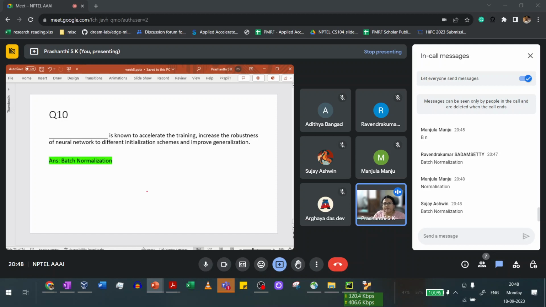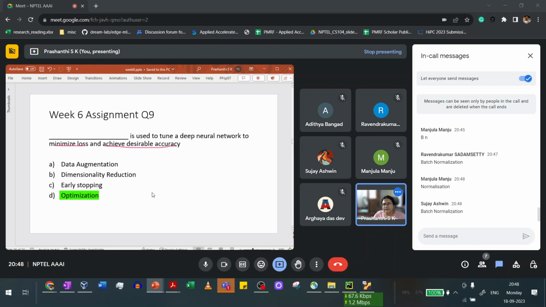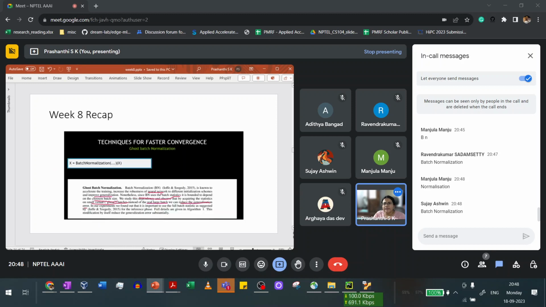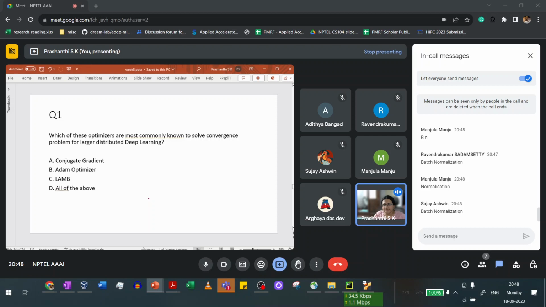It is batch normalization. So if you go all the way to the first recap of today, we spoke about batch normalization. We have exactly that, different initialization schemes, and the idea is to improve generalization of the network. So that's the idea behind batch normalization.